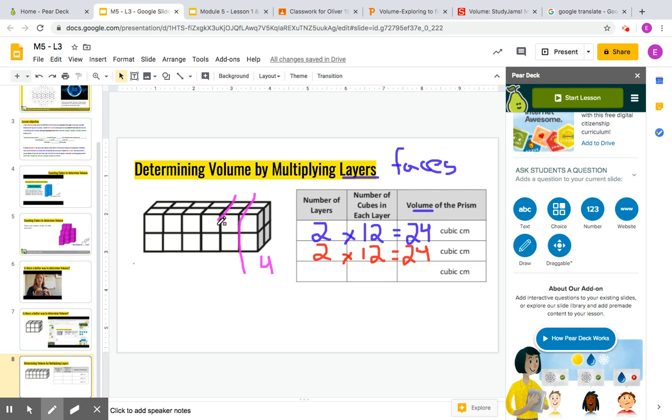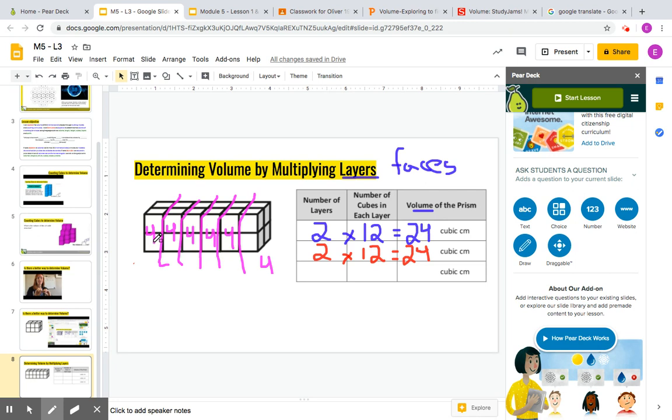And I keep going back. I have how many layers? I'm going to draw my line so it's easier for me to see. Let's see, we have 4. My second layer of 4. My third layer of 4. My fourth layer of 4. My fifth layer of 4.